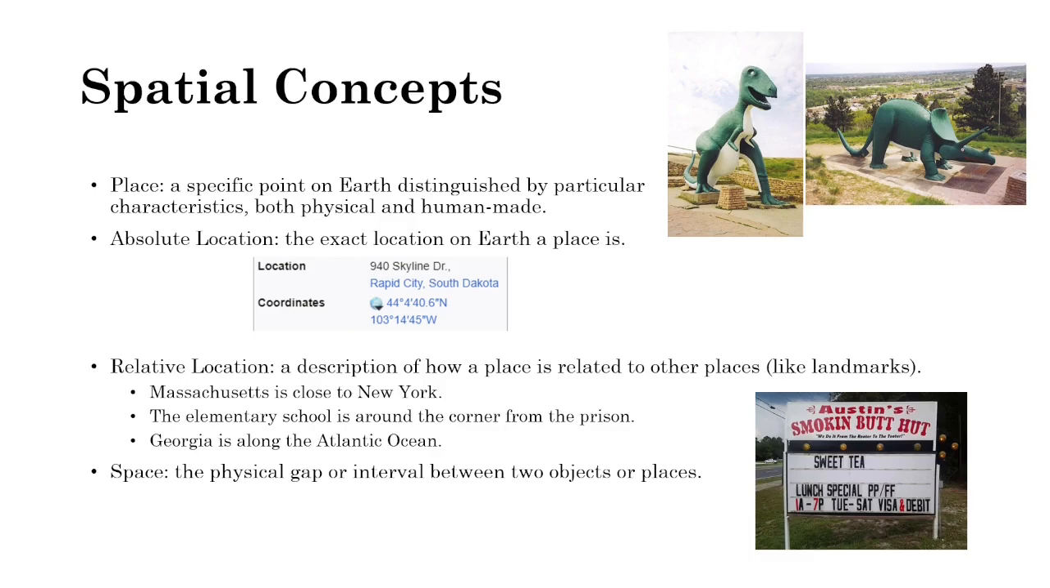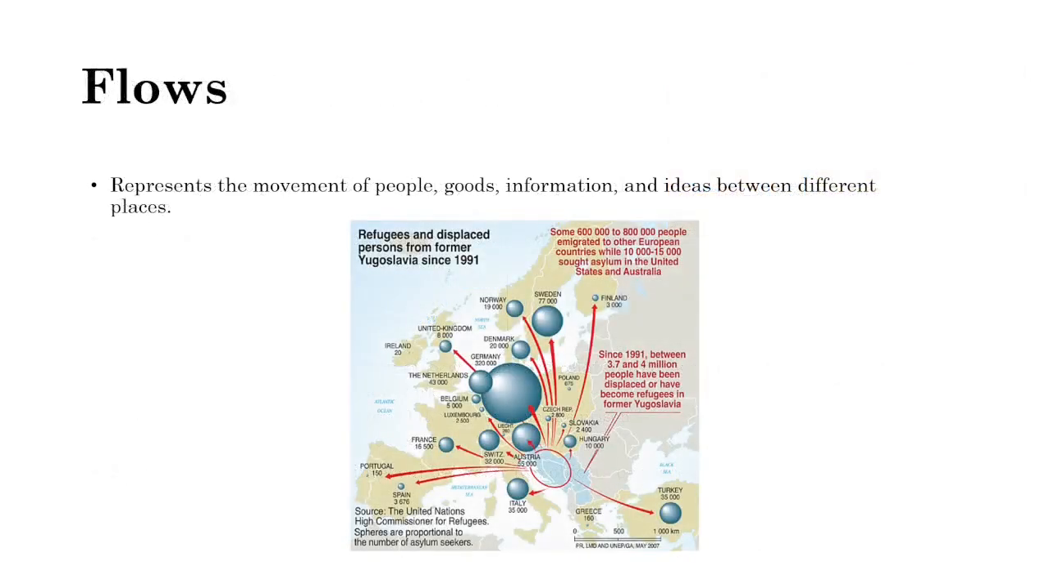Then we have space, and space is just the physical gap or interval between two objects or places. So you can say, how far is the border of Florida from the border of South Carolina? And that's the space, the gap between those two states. And then there's flows, which is the movement of people, goods, information, ideas, that sort of thing between different places.